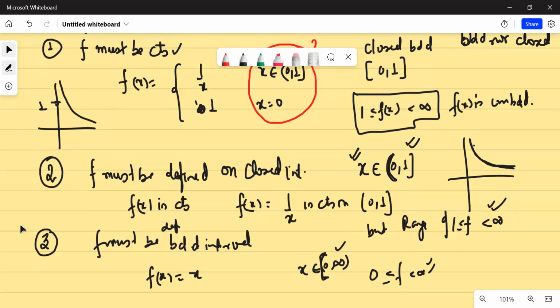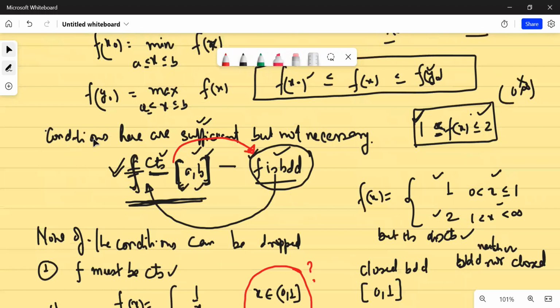So am I reiterating the theorem? The theorem says that if your function f is continuous, defined on the closed interval a comma b, then the function would be bounded. Or in other words, the function will assume maxima as well as minima, and these maximum and minimum values will be attained somewhere in the domain set. Okay. Is that clear, sir?